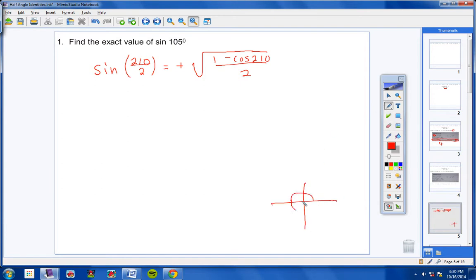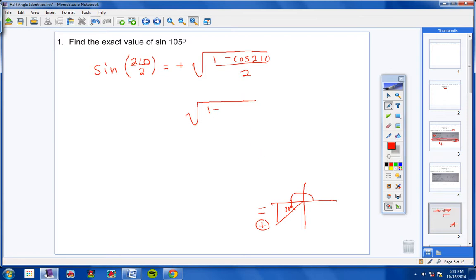180 plus 30 more is 210, so my reference angle is 30 degrees. I'm finding the cosine of 210. Cosine in this quadrant is positive, so the cosine of 210 would be positive, so I end up with 1 minus, now, what is the cosine of 30? Remember, the reference angle for 210 is 30, so the cosine of 30 is square root of 3 over 2.